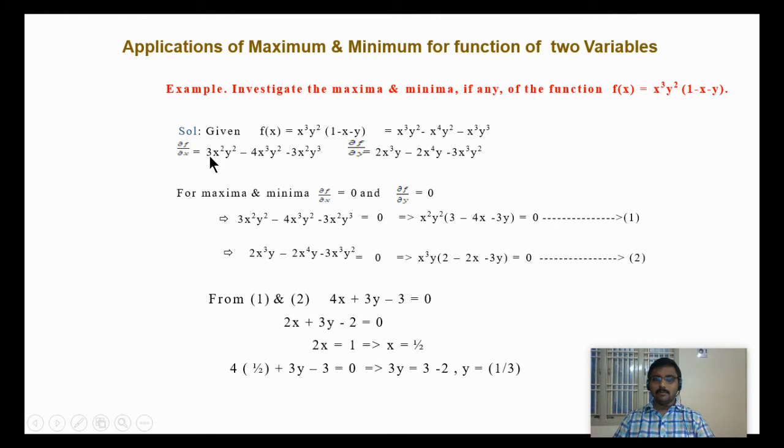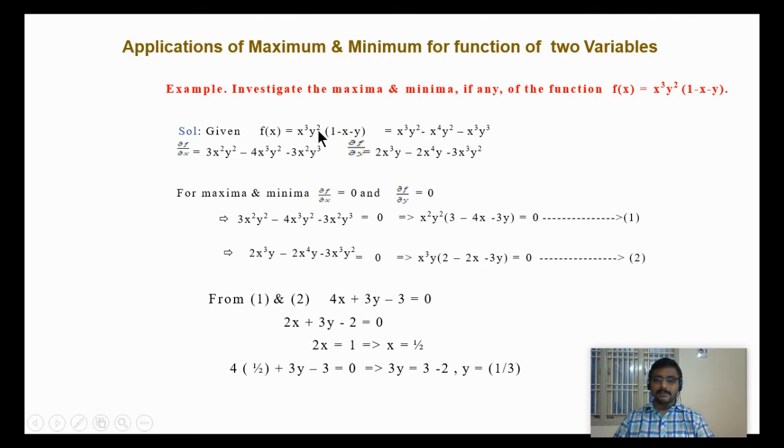Now we have to compute dou f by dou x and dou f by dou y, which are the partial derivatives of f with respect to x and with respect to y. While differentiating partially with respect to x, keep y as constant. So first we have to multiply this expression. Thus we will get x cube y square minus x power 4 y square minus x cube y cube. And then we have to differentiate with respect to x partially.